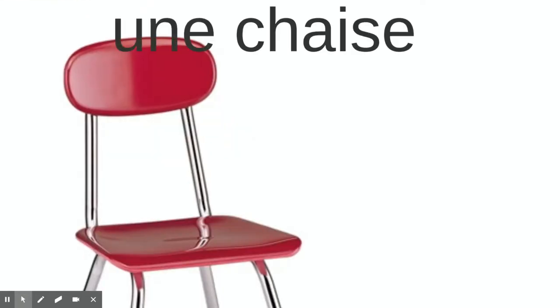Et puis, ça c'est une chaise. So this is a chair. Une chaise is feminine. So chair is feminine in French. So une chaise is a chair.